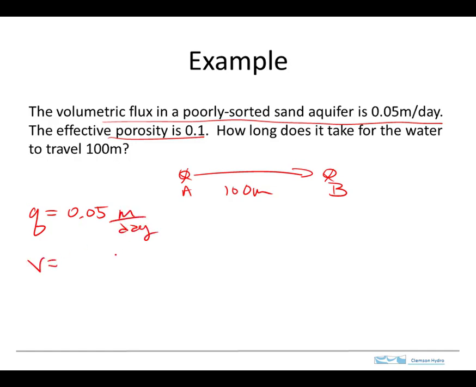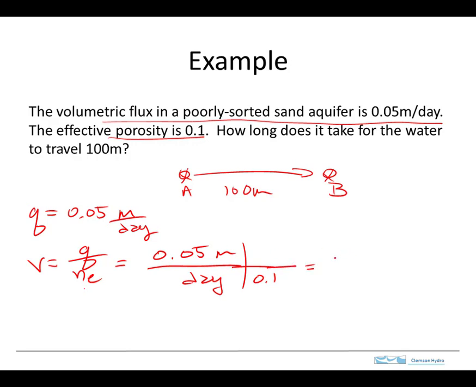The velocity is the flux divided by the effective porosity, and that would be 0.05 meters per day divided by 0.1. This is dimensionless, so that looks like 0.5 meters per day.